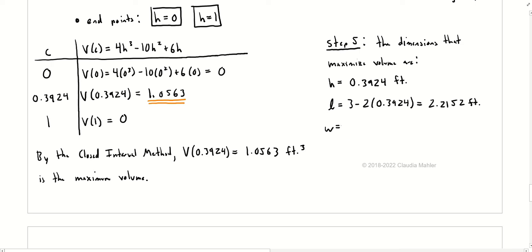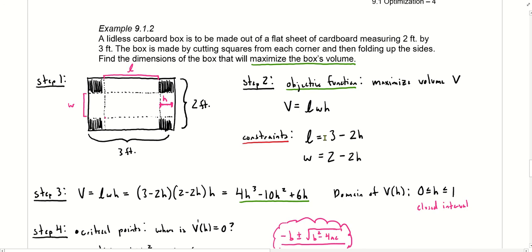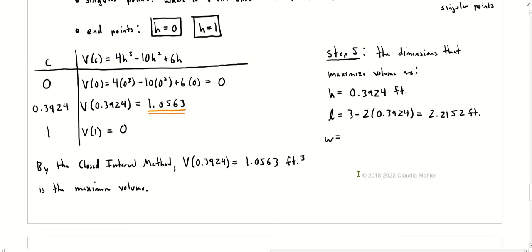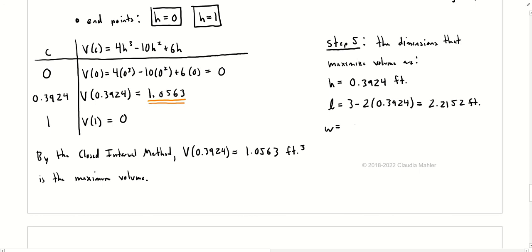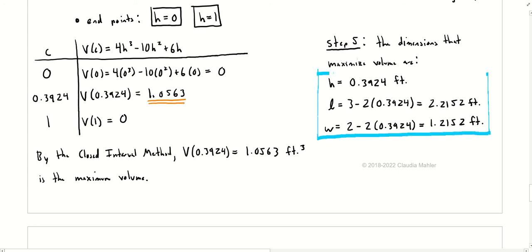And width, again going back to those constraints, that was 2 minus 2h. So my maximizing value of width is 2 minus 2 times 0.3924, which gives me 1.2152 feet. And so specifically, these are the values this question is asking for, the values of the dimensions of the box that maximize the volume of the box.